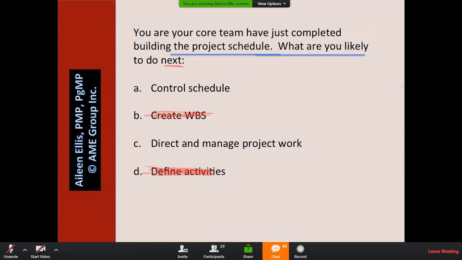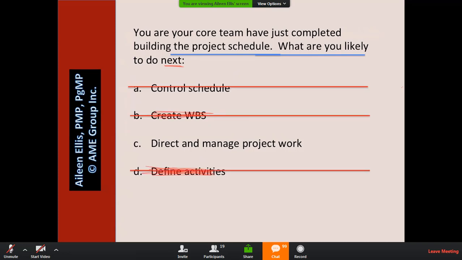So the question is in a planning process, C is in an executing process, A is a monitoring and controlling process. So which one would come next after building the schedule? It would be C. So don't get tripped up because C doesn't have the word schedule in it. Direct and manage project work includes doing the work following the schedule. So most people would get this question wrong on the exam. Most people would select A, which is absolutely wrong. We've got to do the work before we can control the schedule.